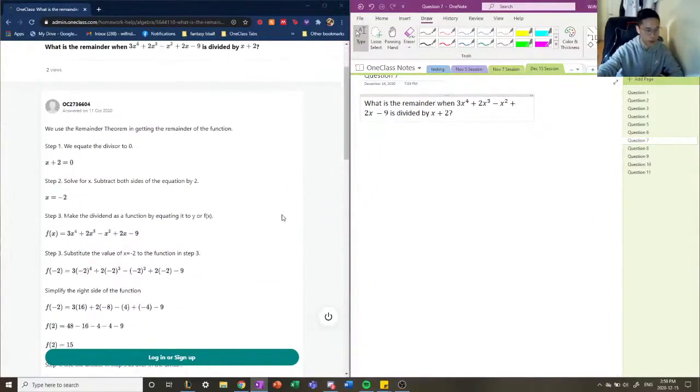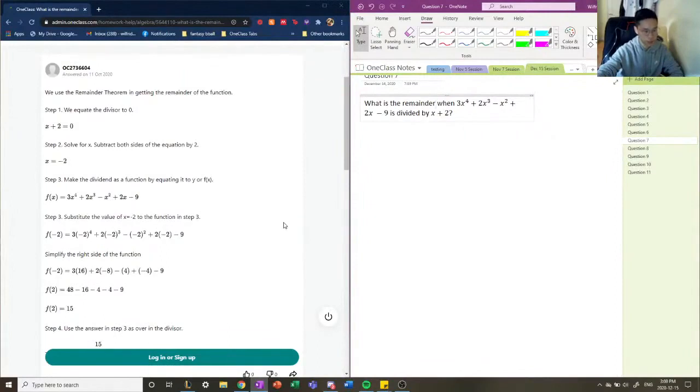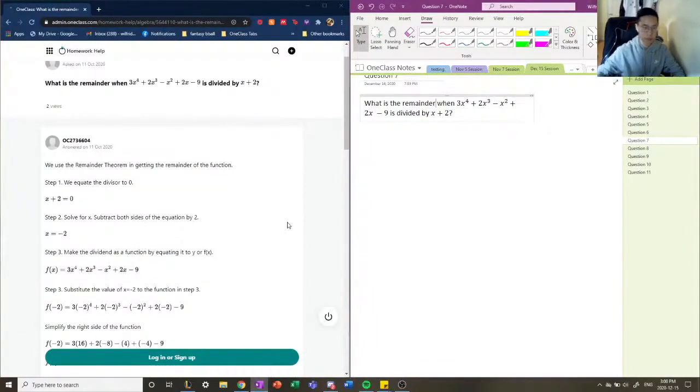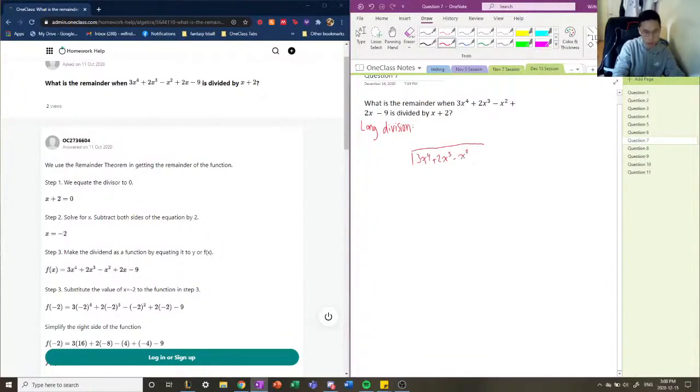So I'm going to go through long division first. And the junior tutor also used a different method, and I'll also cover that method too, okay? Alright, so let's use long division first, okay? So long division requires us to have a big long bracket here. Alright, and I'm going to have our divisor of x plus 2 on this other side.